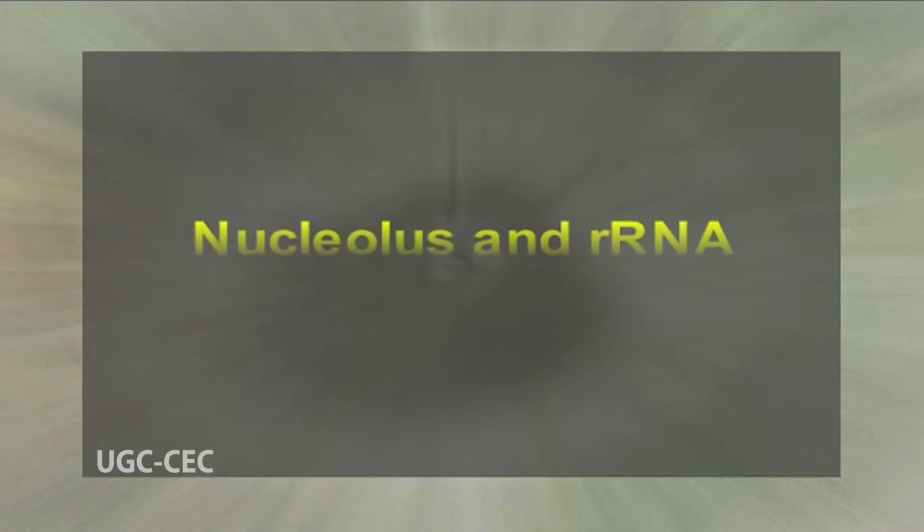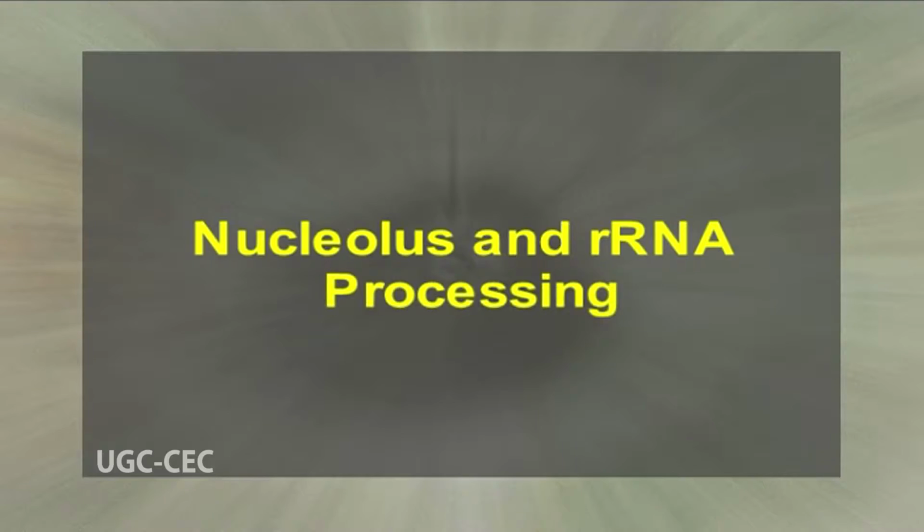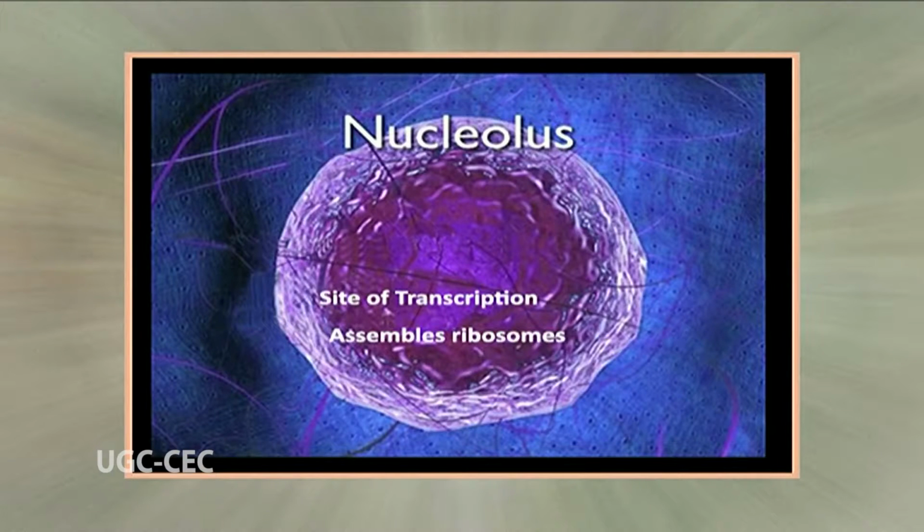The nucleolus and rRNA processing. The most prominent nuclear body, the nucleolus, is the site of RNA transcription and processing as well as aspects of ribosome assembly.